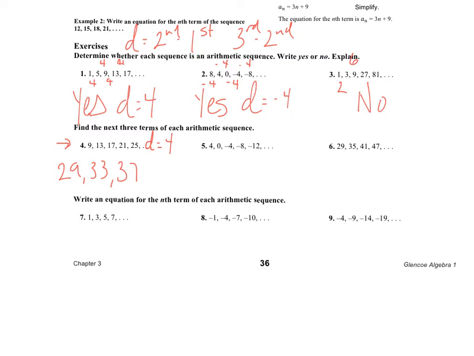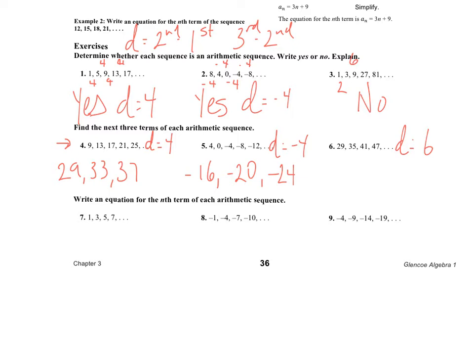What about number 5? Do we have a common difference here? We do. It's negative 4. What would my next 3 terms be? All right, there they are. And number 6, common difference. What is it?